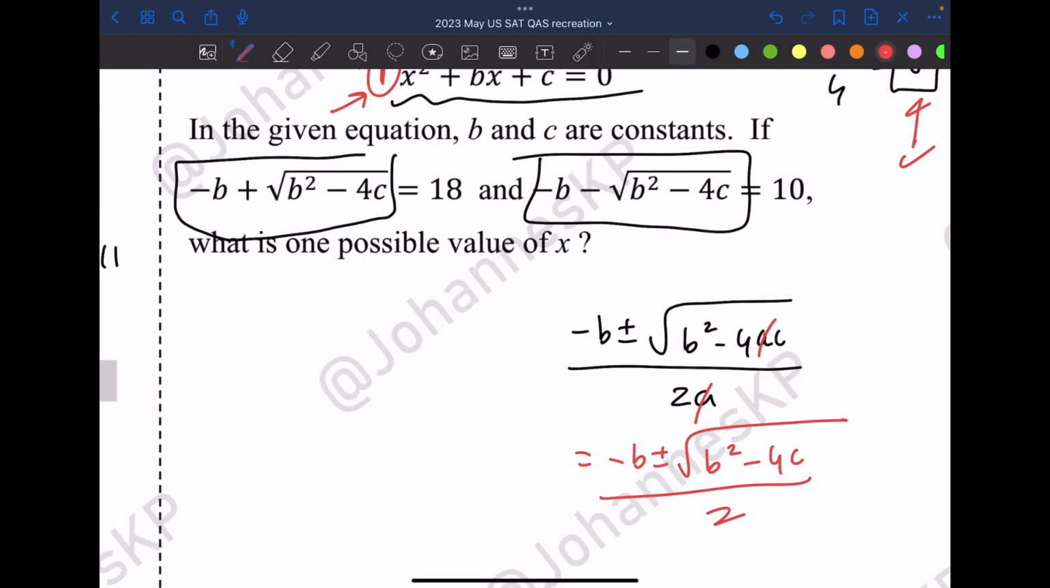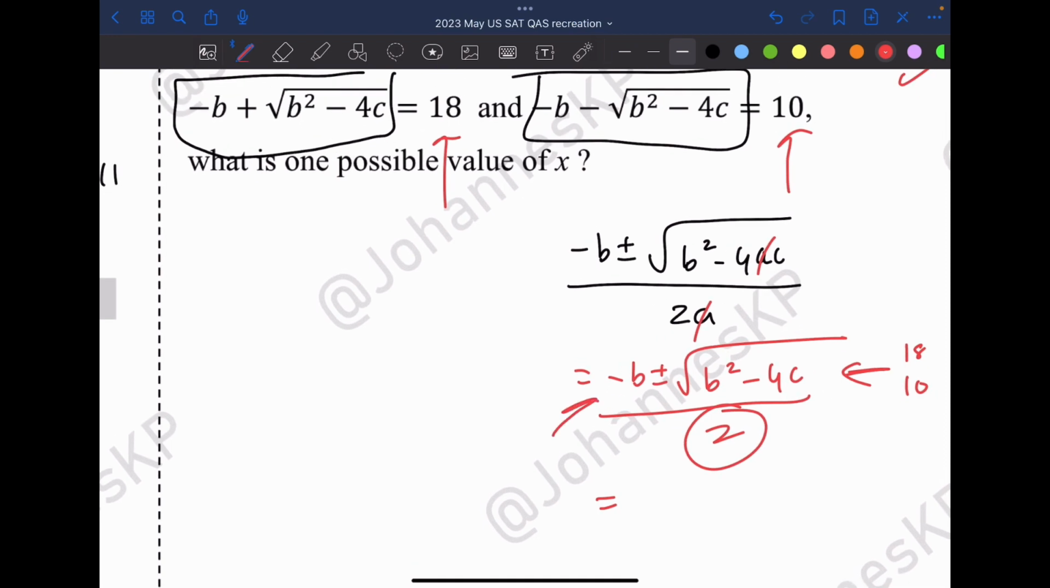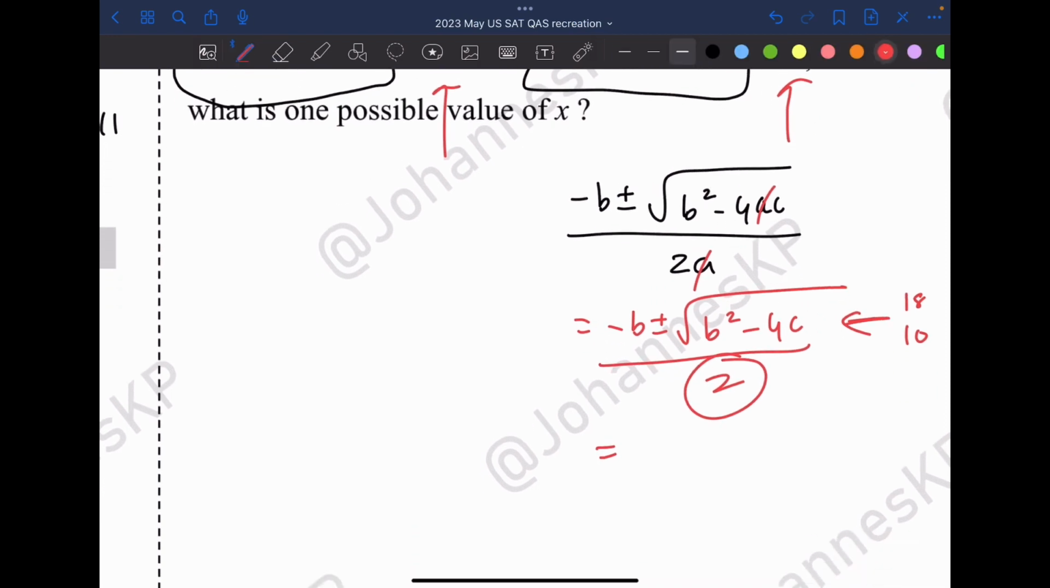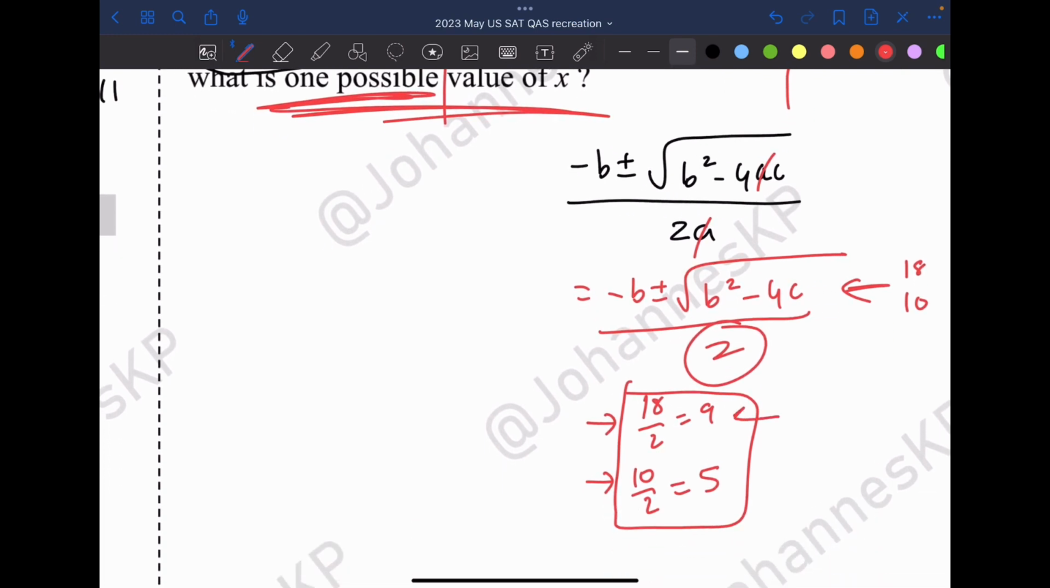Okay, now if you notice, this numerator is what we have over here. So that numerator can either be 18 or 10, because that's what we have here, 10 or 18. Those are both of the values. So now you might ask, okay, what's the final step? Final step is just divide by 2, because we already know the numerator, it's one of them, and dividing by 2 will give us the answer. So 18 divided by 2 is 9, and then 10 divided by 2 is 5. So that's it for both. The question said, what is one possible value for x? So you can just give either of these answers, you don't have to give both.